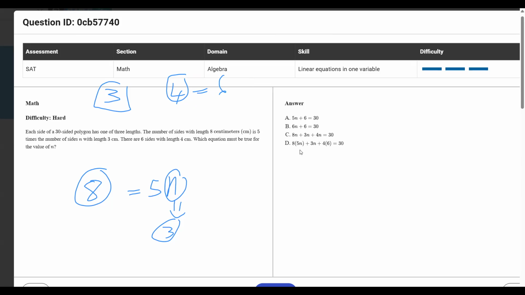It's asking about the equation. So the 6 plus n plus 5n should be 6 plus 6n is equal to 30. So the answer should be B.